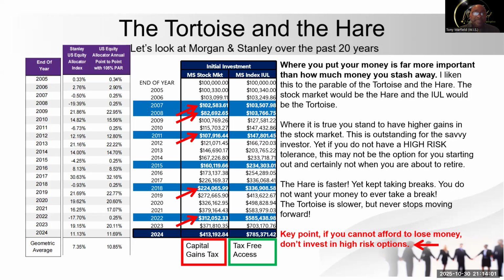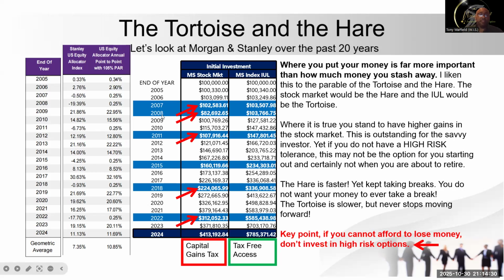But when the market tanked, it tanked pretty hard. If you look at 2008, minus 20%. If you look at 2011, 7%. If you look at 15, 4%. If you look at 22, that's 17%. But you'll notice that with the IUL, 2007 locked in at 0.25, 2008 locked in at 0.25, and 2011 locked in at 0.25. So what does that mean?